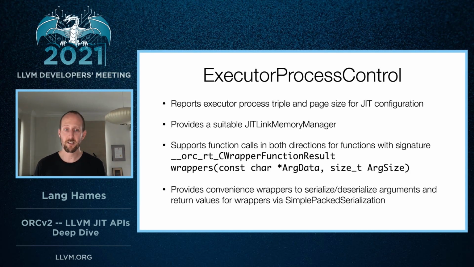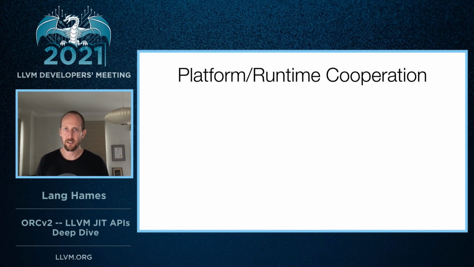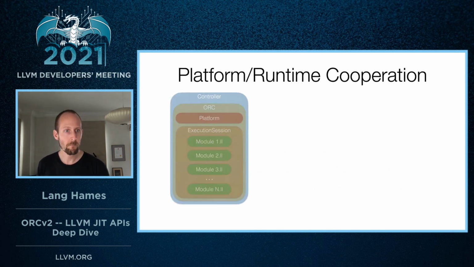Now we provide convenience wrappers on the executor process control base class for serializing and deserializing various value types into the argument buffers that are given to and returned from wrapper functions. So when you call these things, you often don't need to deal with the serialization yourself. You can just use the convenience wrappers that we provide. So we'll see what this looks like when you tie it all together, how we can emulate DL open in the JIT, even though the code we're DL opening hasn't been compiled yet.